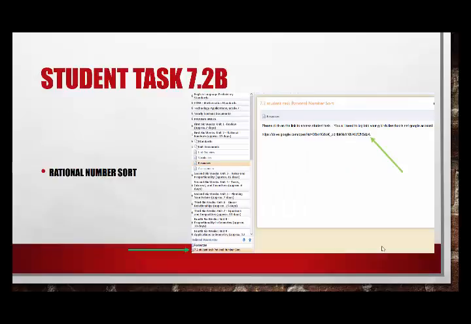7.2b also has a student task related to it, and when you go into Eduphoria, you can find the task by going to Resources. And once you click on Resources at the bottom, you will see a drop down where you have Resources. If you click on that, that takes you to District Resources. And then below that you'll see 7.2b, Student Task, Rational Number Sort. When you click on that, it will open up the white space here, and you will see that it says, click on the link to access the student task. And you will need to log into your g.birdvilleschools.net account in order to access that student task.